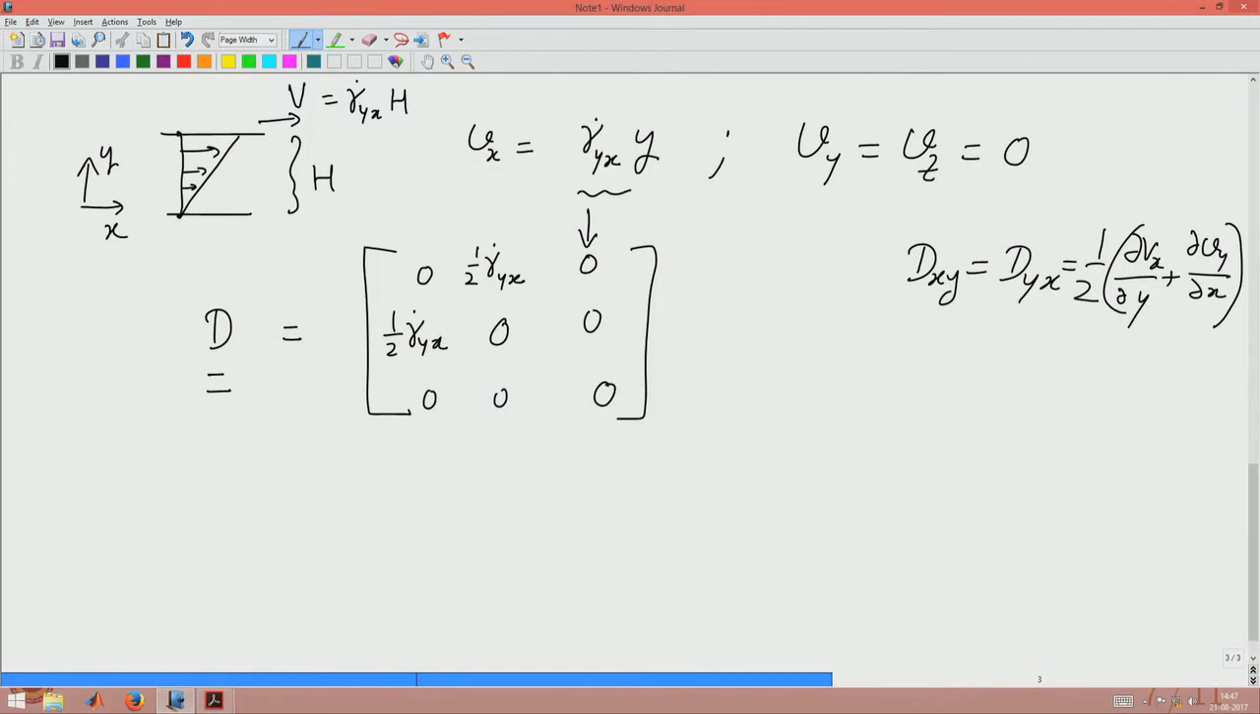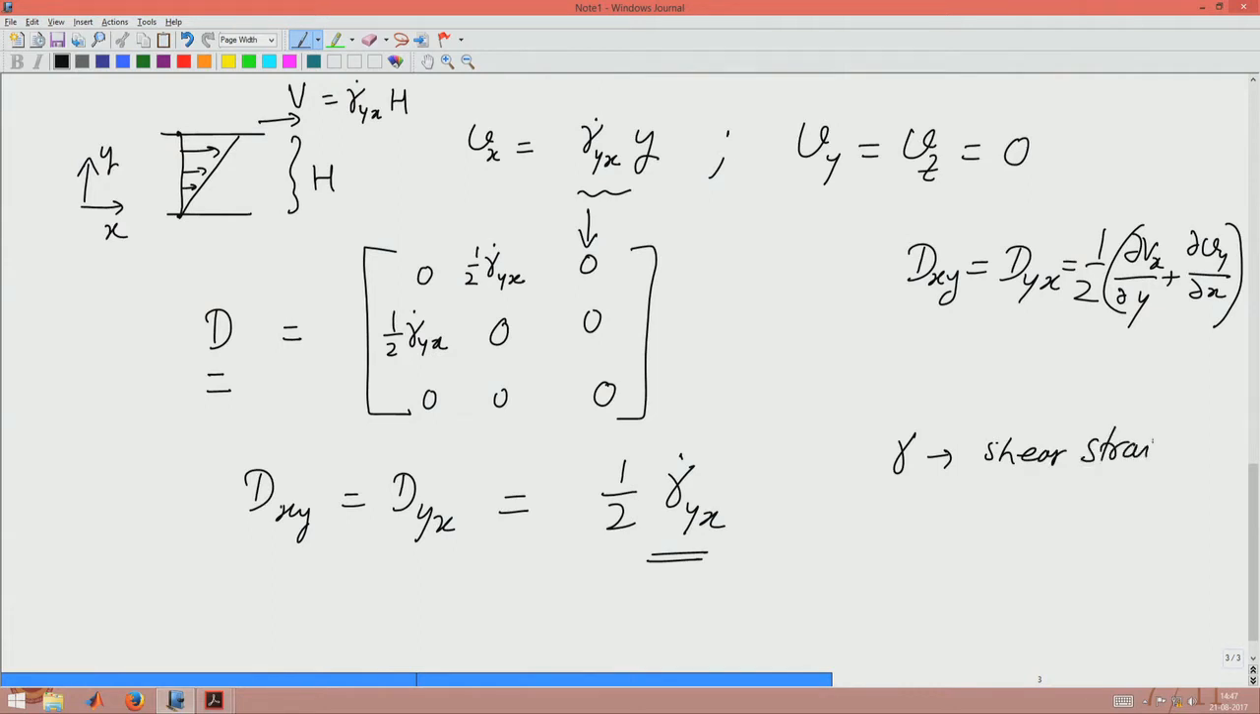Okay. So, the answer to your question is dxy is equal to dyx, because the tensor is d, and sometimes to make it easier people use this gamma dot as a term, because gamma is used for shear strain, a commonly used symbol, and therefore gamma dot is used for shear rate whenever we do one dimensional discussion.